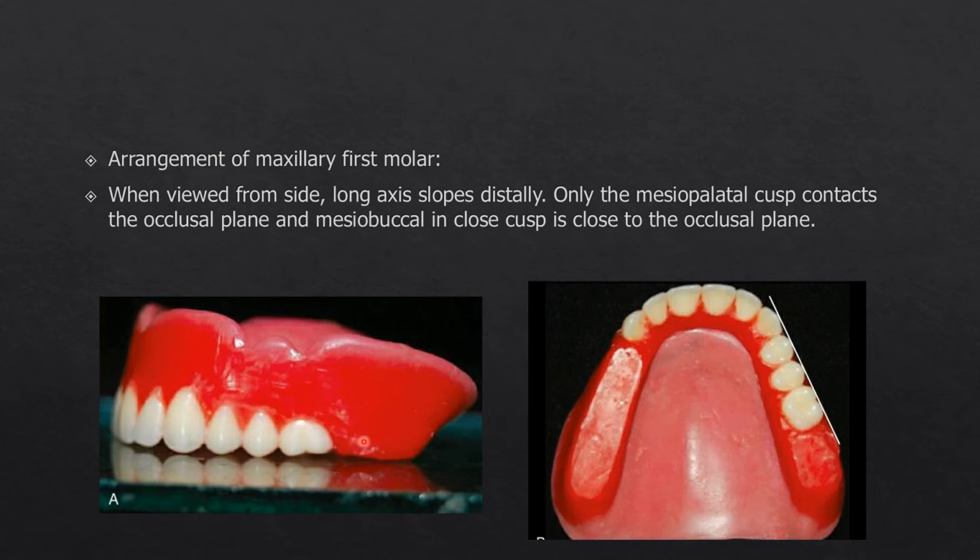axis will be sloping distally, that is following the curve of Spee, which we know is a sphere 8 inches in diameter with its center at the glabella. And this curve passes through the anterior border of the ramus of the mandible to the rotating center of the condyle. So for that sake, the maxillary first molar is arranged in such a way that it appears to be tipping distally, and only the mesiopalatal cusp of the maxillary first molar will be contacting the glass plate, and the other cusps are not touching the glass plate. And again, it will follow the same buccal surface of both the premolars.